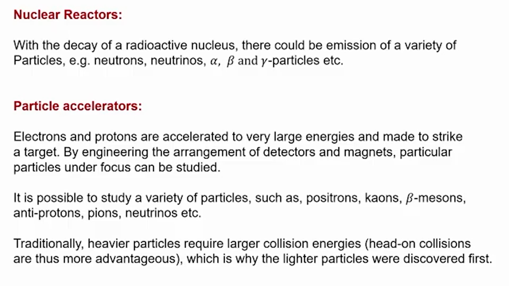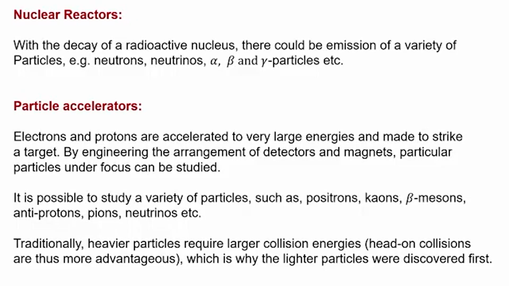For example, when electromagnetic radiation passes through a cloud chamber, electrons and positrons are formed, and they have the same but opposite radii of curvature in the presence of a magnetic field. The combined energy of the electron and positron would be the same as the energy of the electromagnetic radiation. So it is possible to study a variety of particles. These are positrons, kaons, beta mesons, antiprotons, pions, neutrinos, and so on.